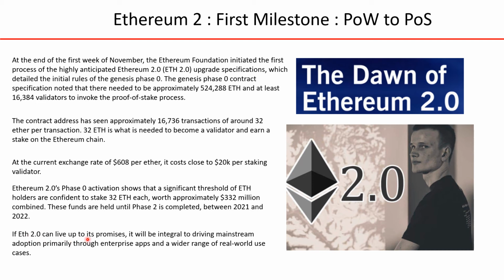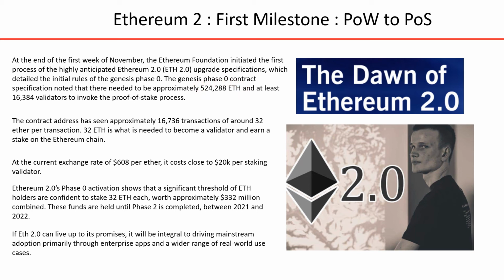If Ethereum 2 can live up to its promise, it will be integral to driving mainstream adoption, primarily through enterprise applications and a wide range of real-world use cases. So this is a major milestone that has been achieved by Ethereum. One, they are shifting from proof of work to proof of stake. Second, they have achieved this major milestone.